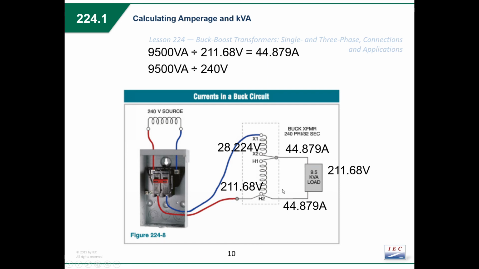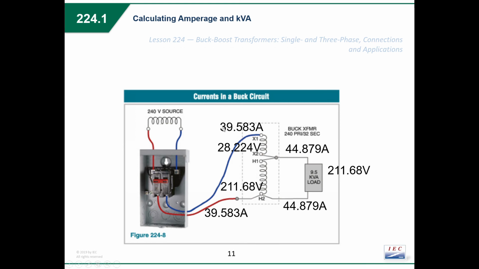So now let's go ahead and see how many amps we think we should see in this entire coil across here, right? The 240. So we take 9,500 volt amps divided by 240. That now gives us 39.583. So we should expect to see 39.583 through our circuit conductors. Okay. And again, notice we have lower voltage here, higher amperage, higher voltage, lower amperage. You got that seesaw effect once again, right?